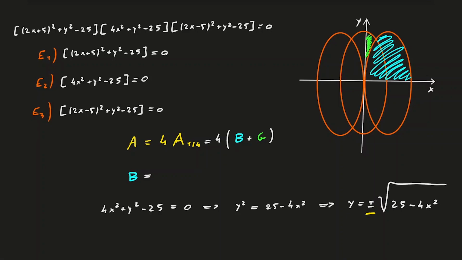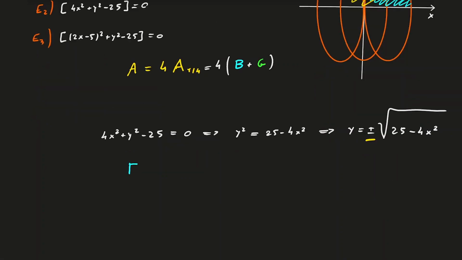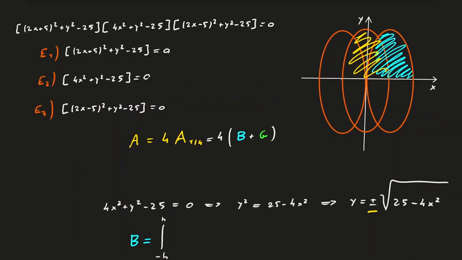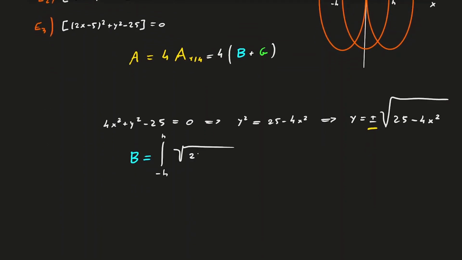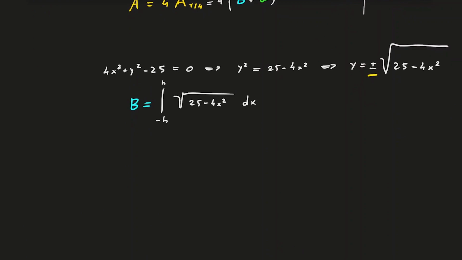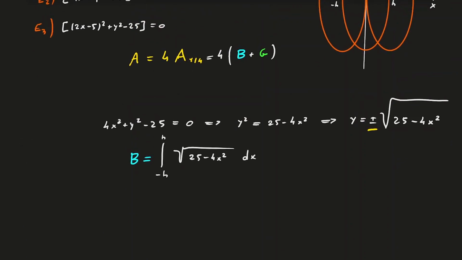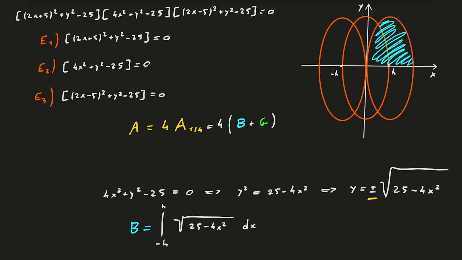So the blue area equals the yellow area. That is the integral from minus h to h, if we call this point minus h and this point h, of our function, so the square root of 25 minus 4x squared dx. Then we're going to find those minus h and h to solve the integral. But first, let's try to find what is the green area.